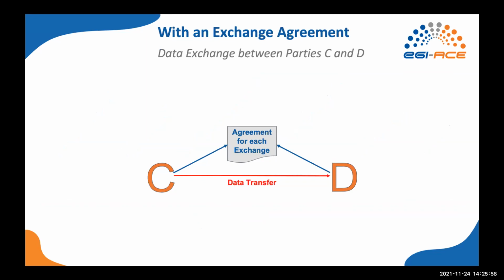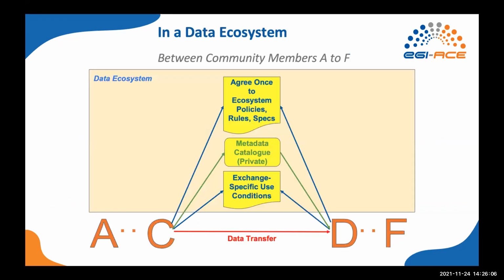So quickly exploring this, I just mentioned this data transfer. There's a specific document or piece of paper that says an agreement for each exchange. We extend this to a data ecosystem. There are multiple members in the community. We arbitrarily give them letters. And basically, instead of there being a data transfer agreement between two parties, everybody is agreeing once to the ecosystem's governance, namely the rules, policies, and specifications. There's also a metadata catalog, which is private. It's only visible to the data ecosystem. And there are specific use conditions for exchange. So it may be common, maybe just kind of a CC BY or CC BY ND type of structure, a license, or there might be more complicated things in some environments.